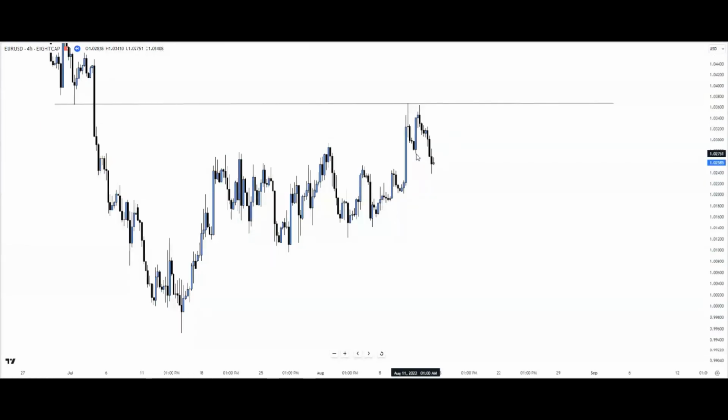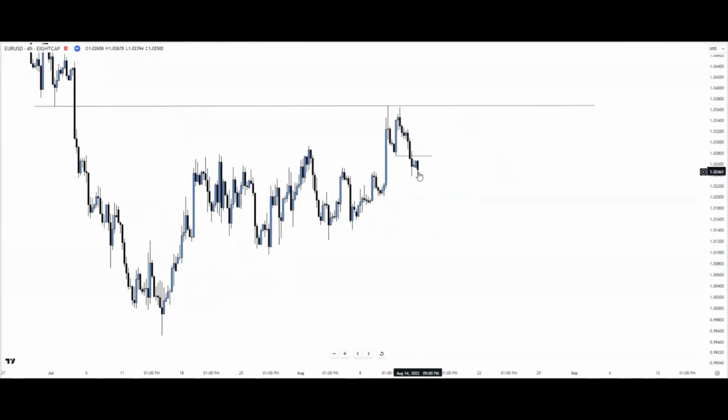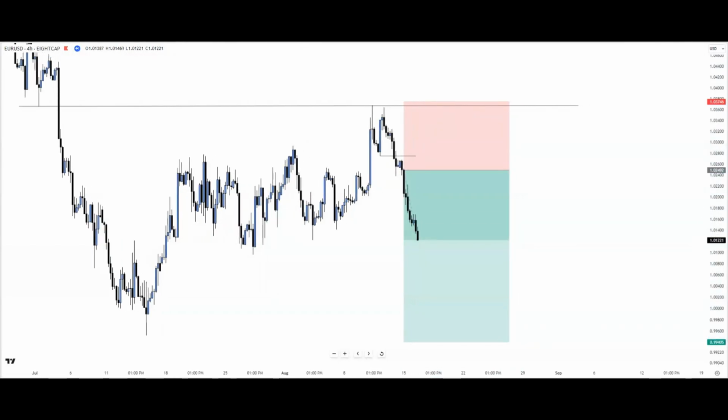And we can see we have a break of structure. So let's see what price does. So here we have a very good reaction right here. So here could be our entries, putting our stops above this particular high right here. And we can aim to take profits below this particular low. So let's see what price does.